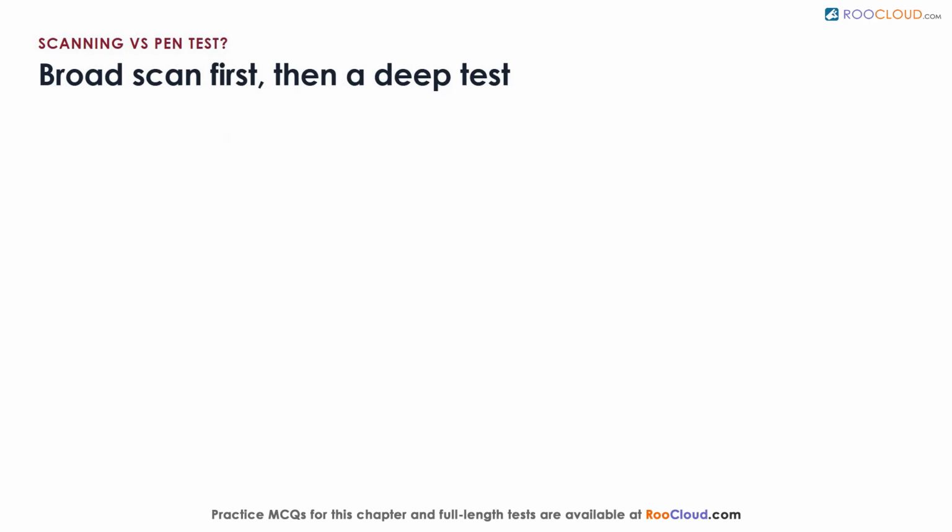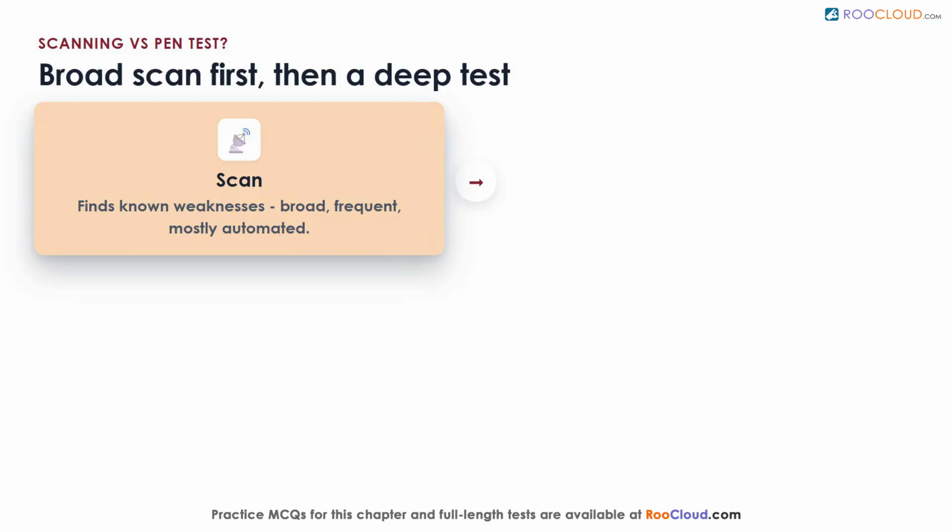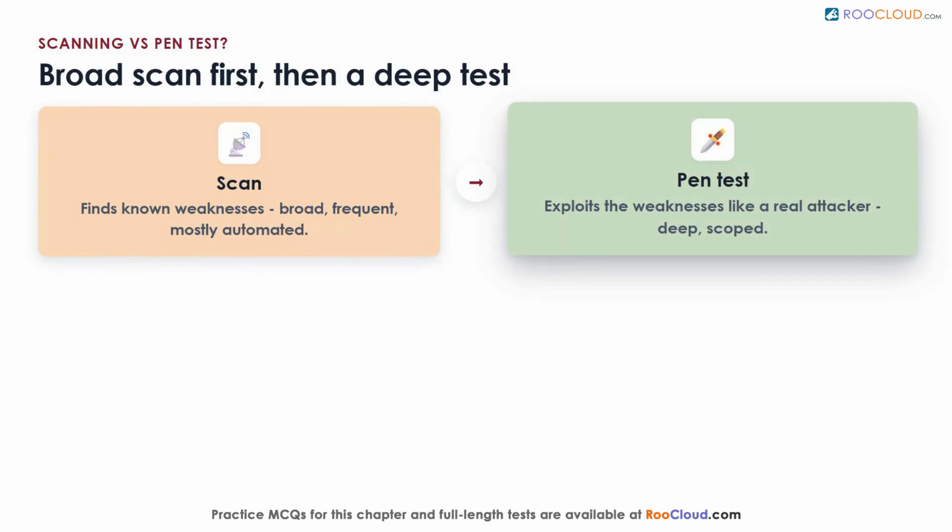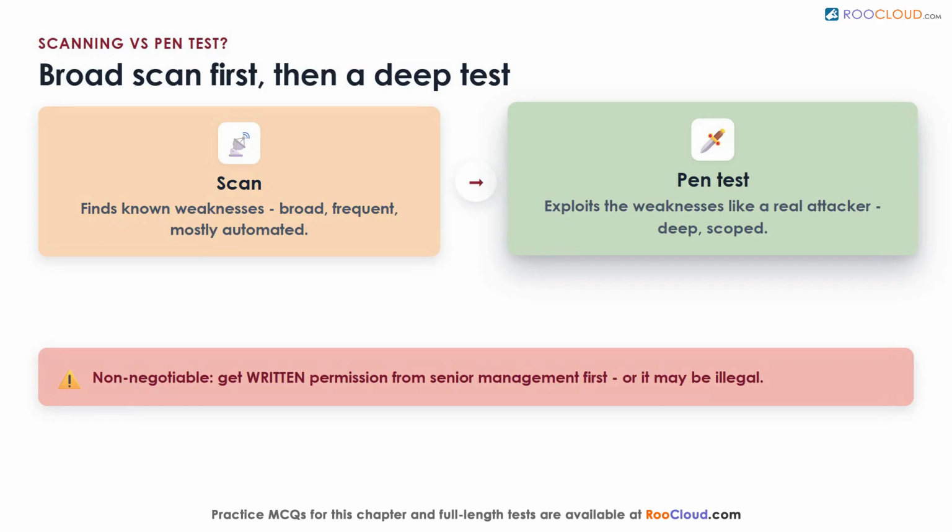What's the difference between scanning and a penetration test? Start with the vulnerability assessment. Also called scanning, it finds known weaknesses in a system. It's broad, frequent, and mostly automated. A penetration test goes much further. The tester uses a real attacker's techniques to exploit the weaknesses. One rule is non-negotiable. Get written permission from senior management first. Without it, the whole test may be illegal.